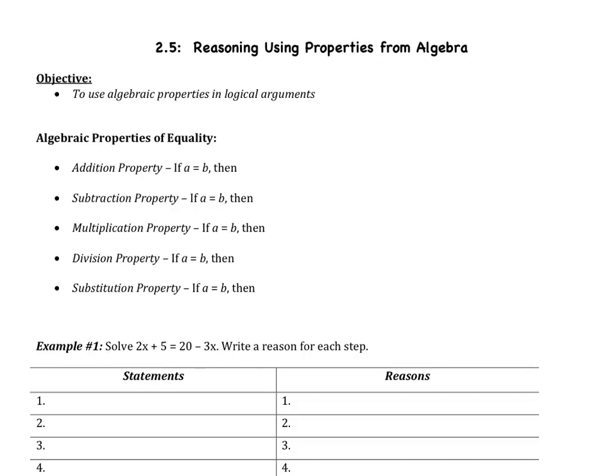Welcome to the last video of Chapter 2. The last video is Section 5, Reasoning Using Properties from Algebra. We have one objective. We're going to use algebraic properties and logical arguments. What I mean by logical arguments is that we're going to do proofs.